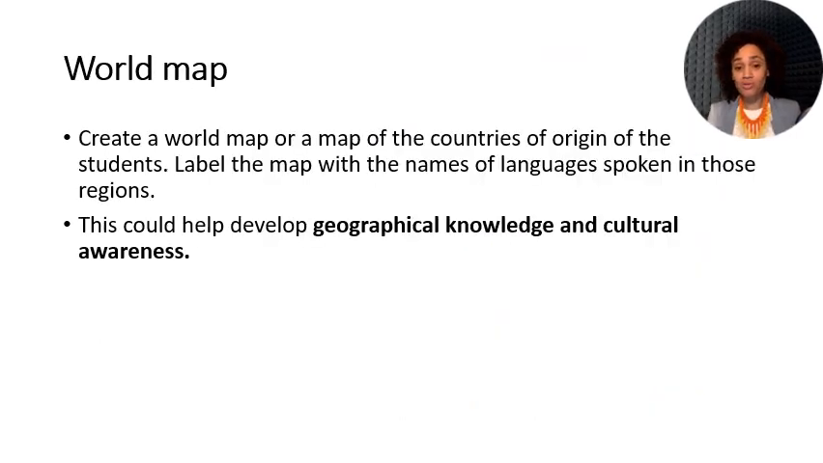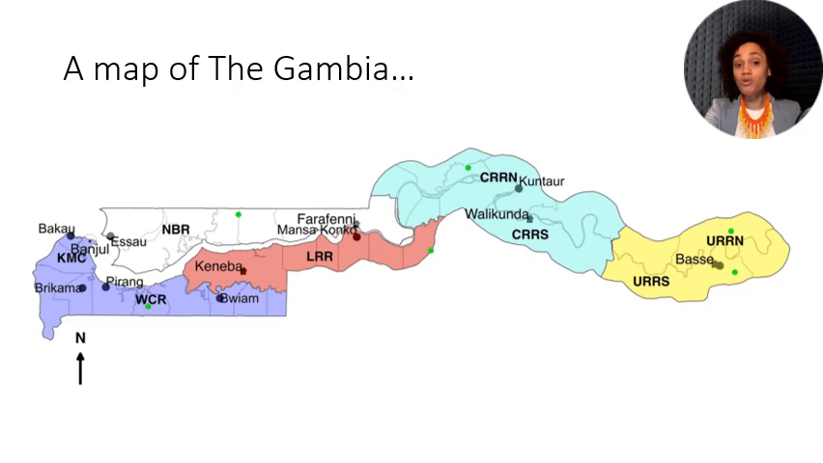World map. So you could have a world map or a map of the countries of origin of the students, and you can label the map with the names of the languages spoken in these regions of the world. So that here, interestingly, could help them develop geographical knowledge and also cultural awareness. All you might need really is maybe a map of the Gambia. So assuming all your children are from the Gambia and have never traveled elsewhere, that's what might happen.